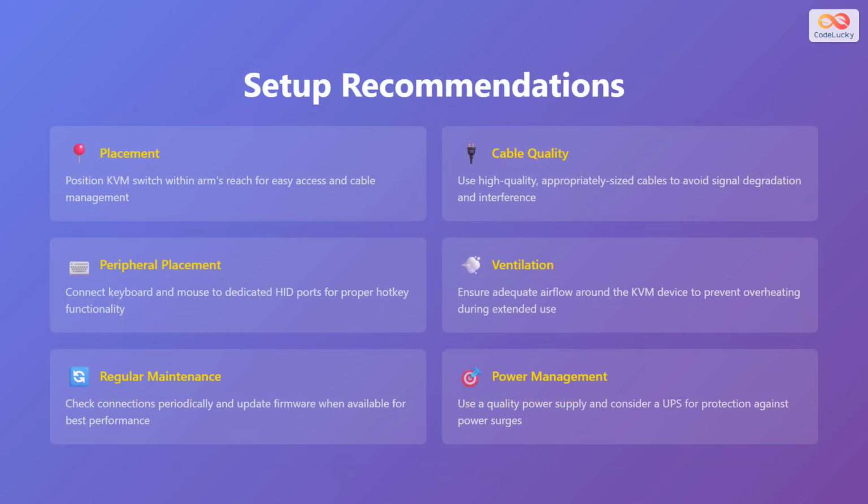For optimal performance, position your KVM switch within arm's reach for easy access and better cable management. Always use high-quality cables of appropriate sizes to avoid signal degradation and interference problems. Connect your keyboard and mouse to the dedicated HID ports to ensure proper hotkey functionality. Ensure adequate airflow around your KVM device to prevent overheating during extended use. Check connections regularly and update firmware when available to maintain best performance. Use a quality power supply and consider using an uninterruptible power supply, or UPS, for protection against power surges.